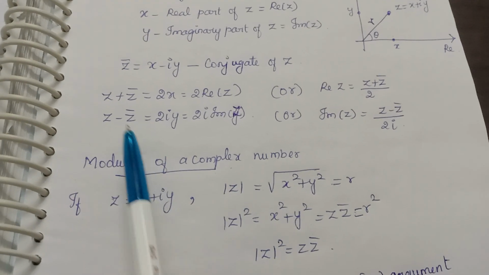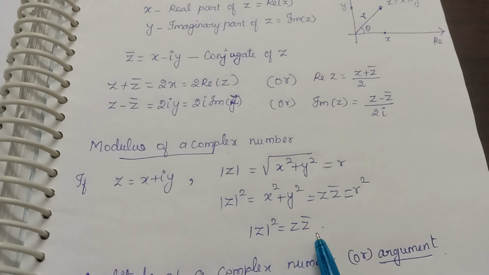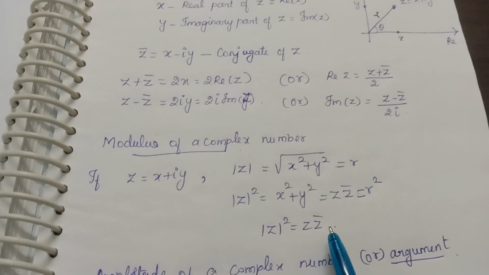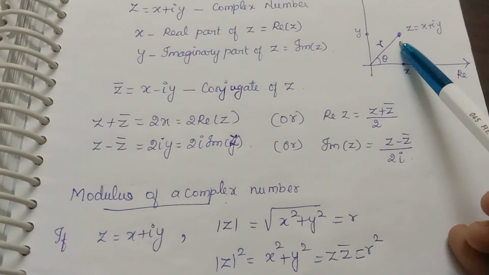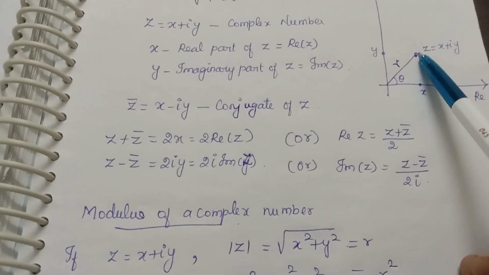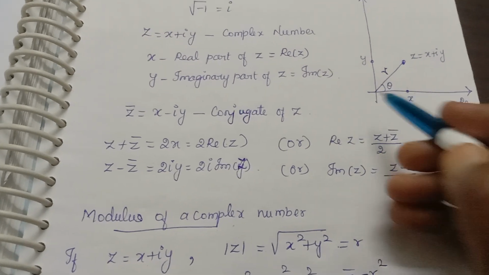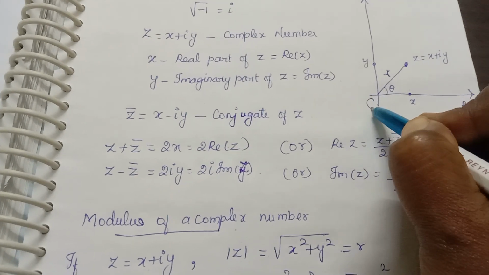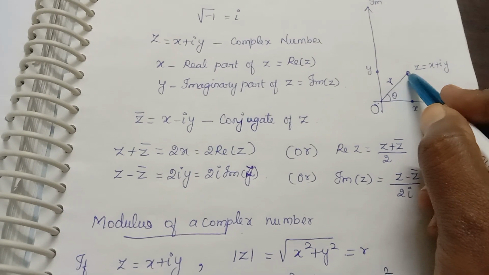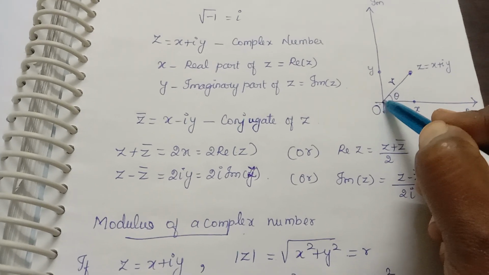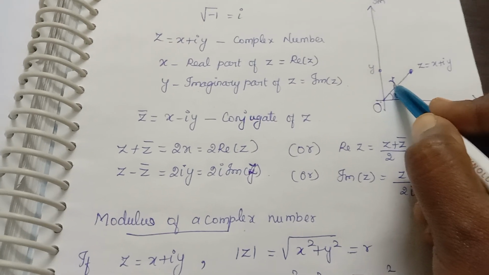In terms of z and z bar, we can write mod z square as z into z bar. Where will you represent this r in the complex plane? See, already I have marked z here. Join this z with the origin. This is our origin O, as in the coordinate system. So join the complex number with this O. Then this is a line segment, and the length of this line segment is the modulus r.